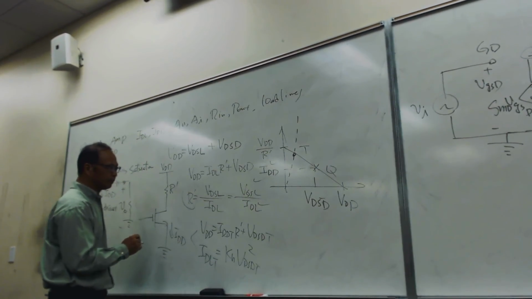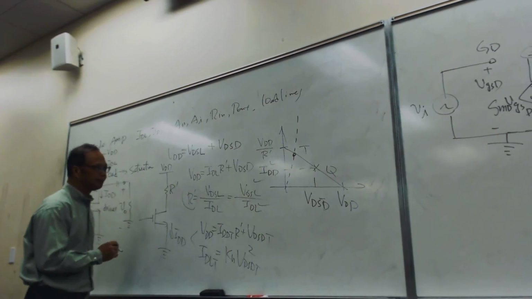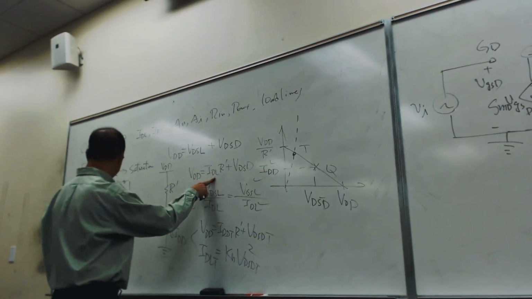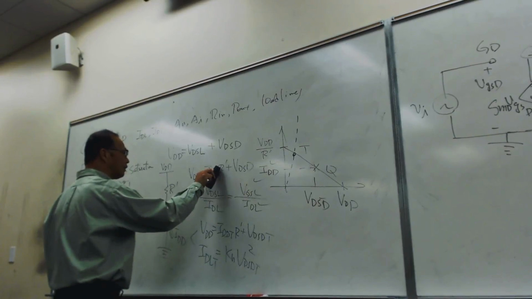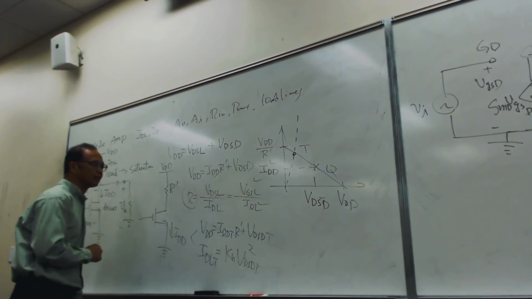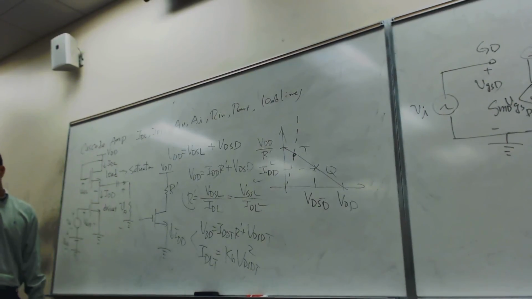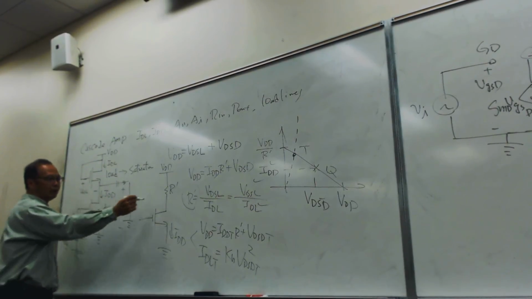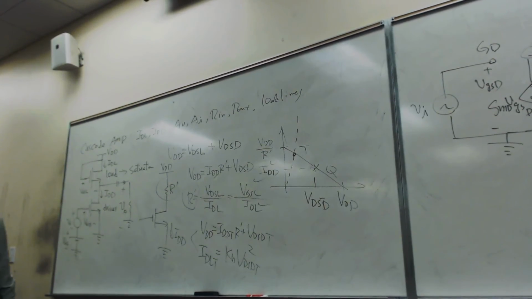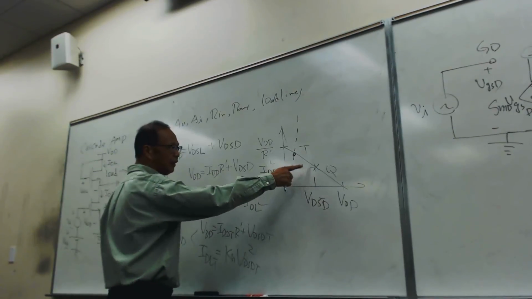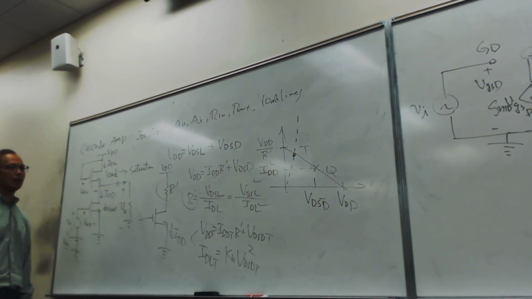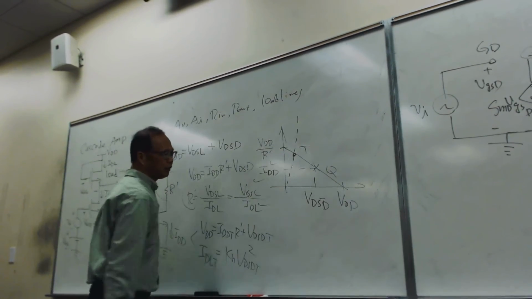This is IDP. We're talking about the driver. The load is represented by R sub prime. So when you're talking about a Q point, it's the Q point of the driver, and the P point is also the P point of the driver.